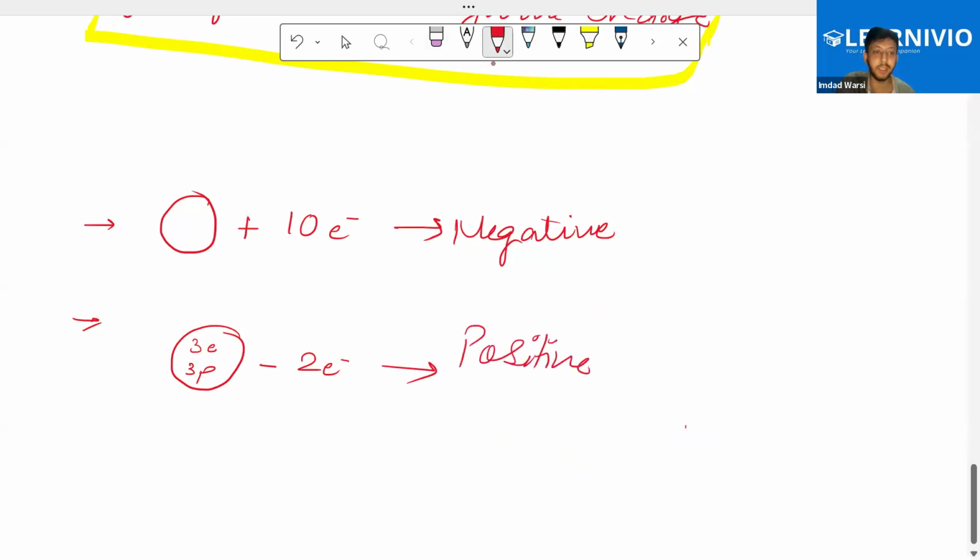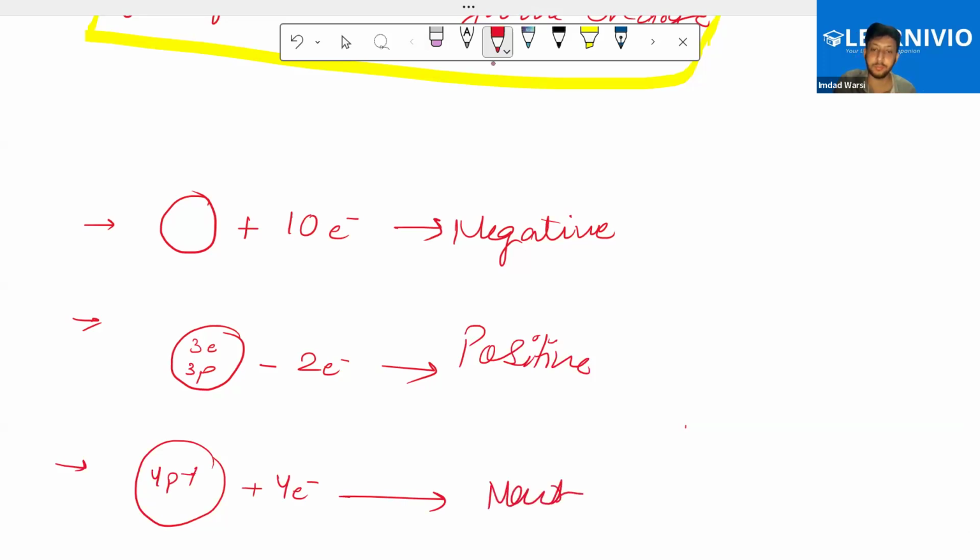Okay. Tell me in the third case. If I have a body and it has 4 protons and I give 4 electrons to this body, what will it become? It will become neutral. Very good. Write it down. Understood, Umer? Yes, sir. Any doubt? No.